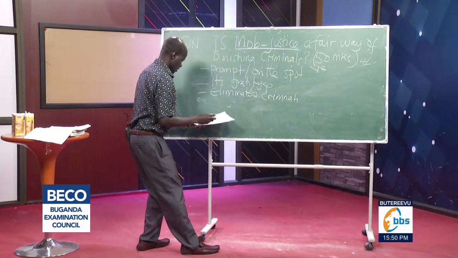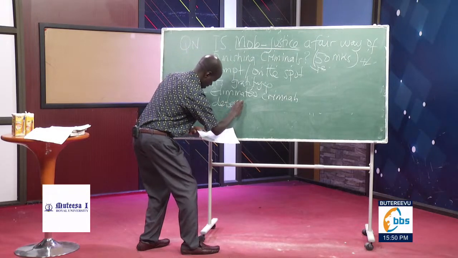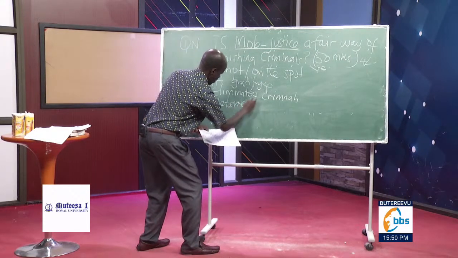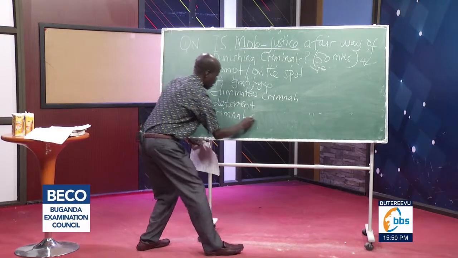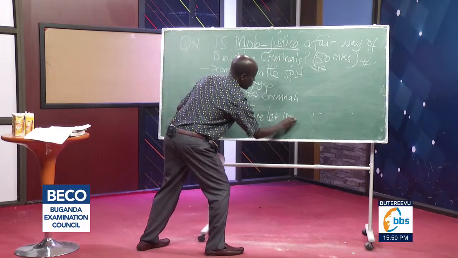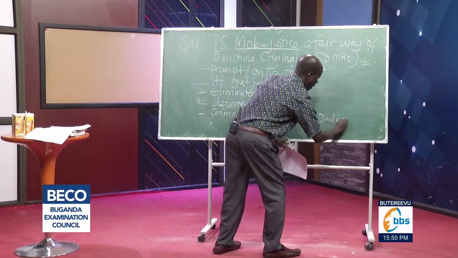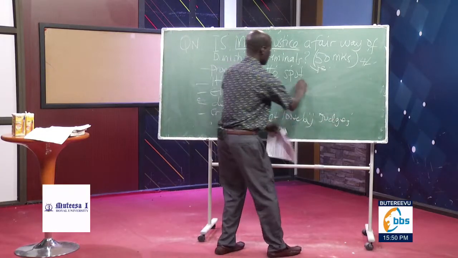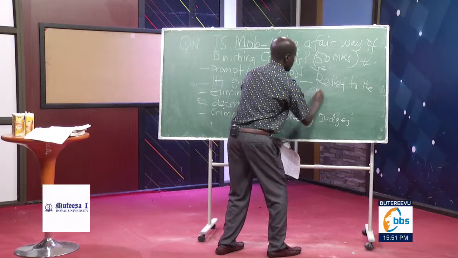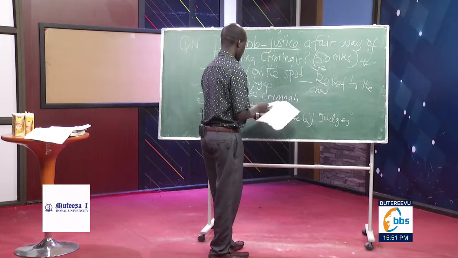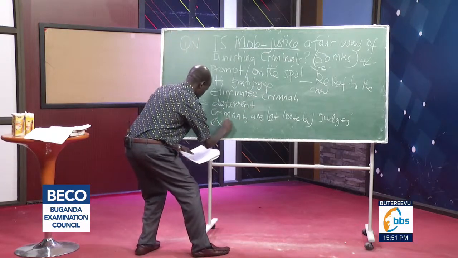Next one is deterrent. Criminals are let loose by judges. Next, relief. The crowd. And next is extrajudicial.